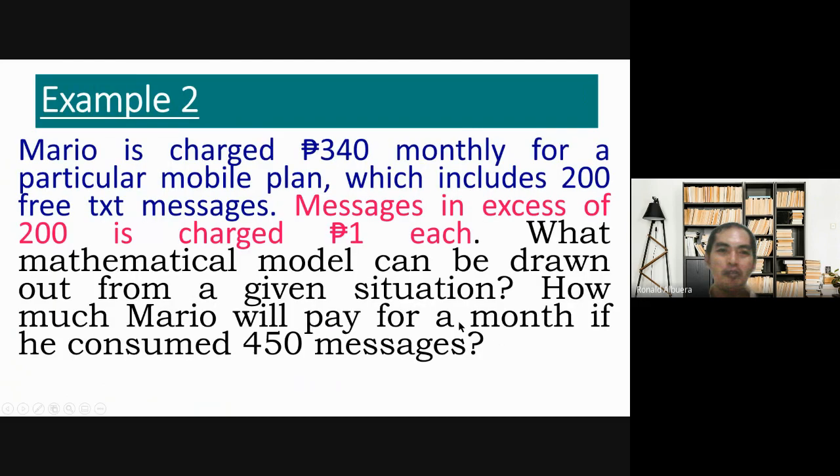Example number 2. Suppose Mario is charged 340 pesos monthly for a particular mobile plan, which includes 200 free text messages. Messages in excess of 200 is charged 1 peso each. What mathematical model can be drawn out from a given situation? And how much will Mario pay for a month if he consumes 450 messages?